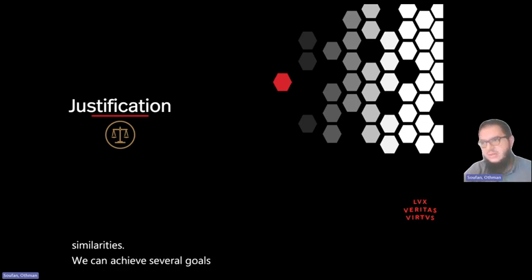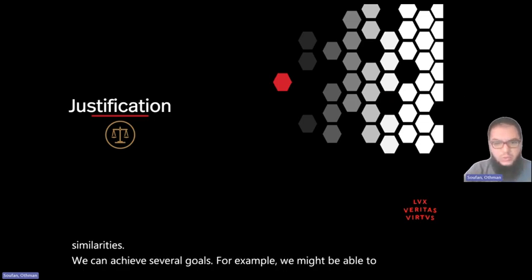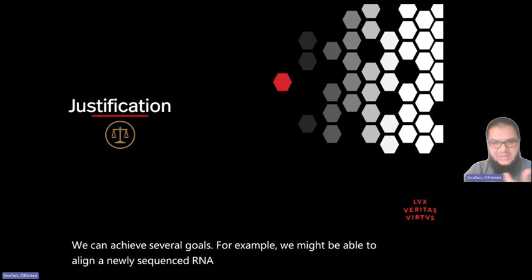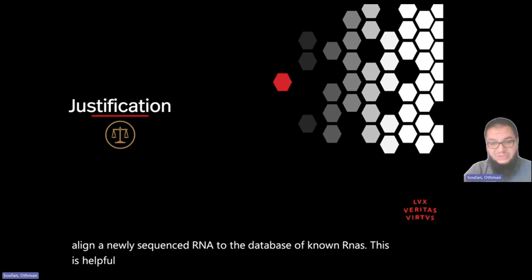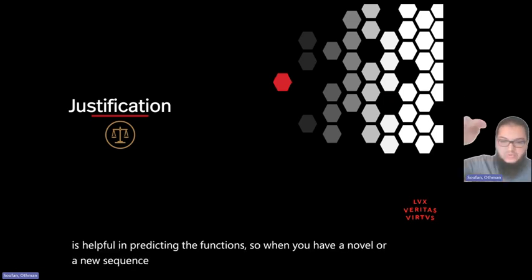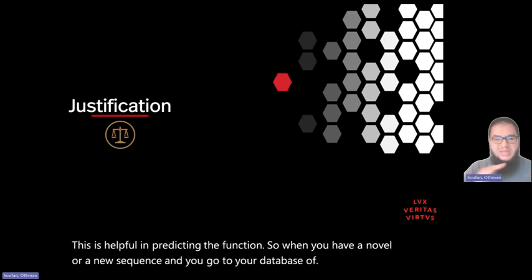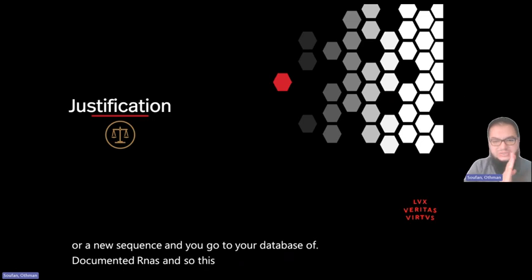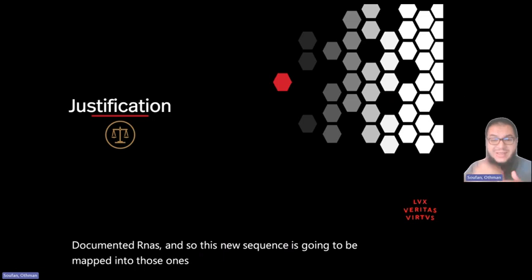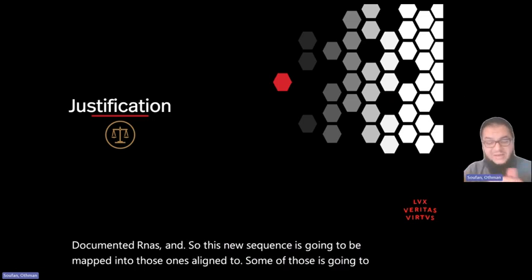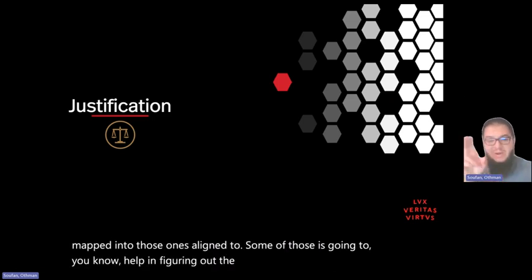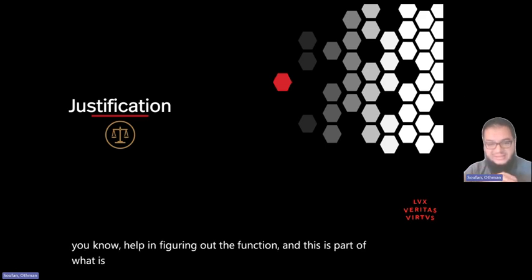For example, we might be able to align a newly sequenced RNA to the database of known RNAs. This is helpful in predicting the function. So when you have a novel or a new sequence and you go to your database of documented RNAs, this new sequence is going to be mapped into those ones, aligned to some of those, and that is going to help in figuring out the function. And this is part of what is called functional analysis.